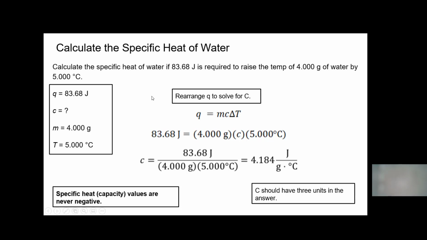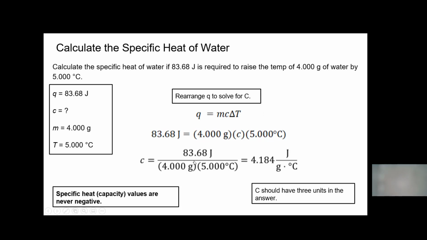So here's an example. Calculate the specific heat of water if 83.68 joules is required to raise the temperature of 4 grams of water by 5 degrees. We are rearranging Q, and then plugging in numbers. I don't like that they did it here. I never do this. I rearrange the equation first before I plug in numbers. But do it the way that makes sense to you.